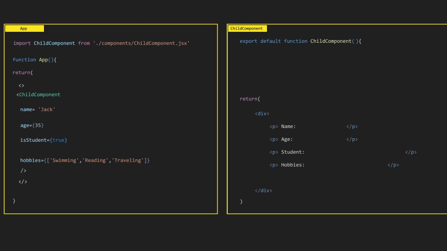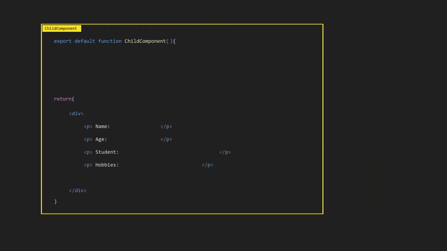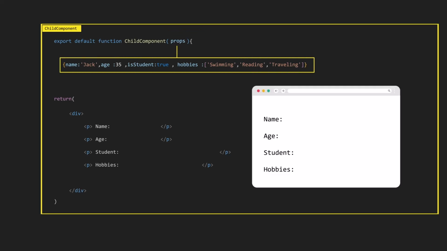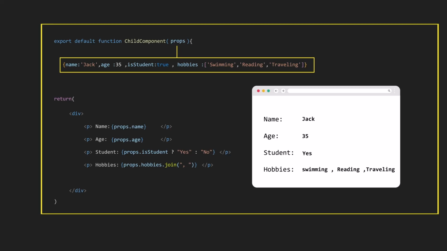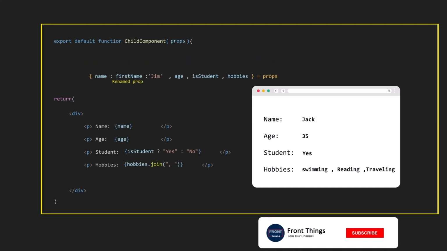Now to read props inside a child component, we have two ways. The first one is by using the props keyword as a JavaScript object, passed as a function parameter. Basically, the props object represents all the data that we passed in from the parent component. Now the second way to read props is by using object destructuring. Destructuring syntax is a way to extract specific properties from an object and use them as variables in a more concise manner. Additionally, we can rename properties or assign default values.